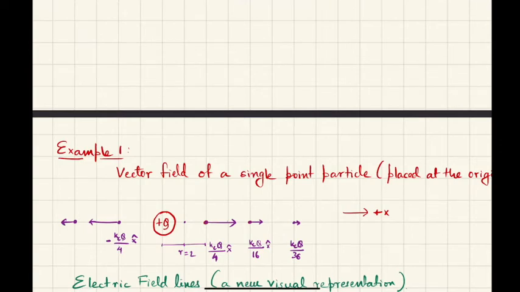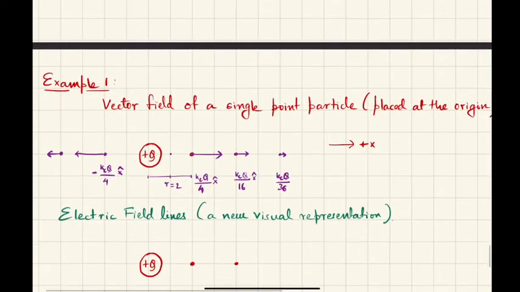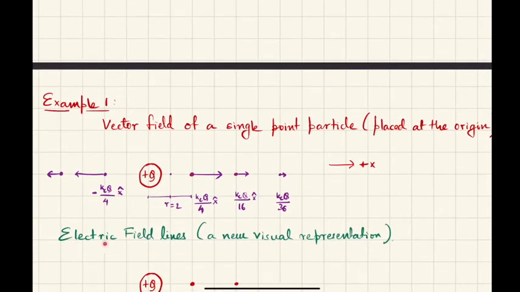And in fact, because it's hard to keep track of, the arrows can be overlapping each other a lot. So instead, what we will do is to introduce a new visual representation called electric field lines, motivated by what we see over here.